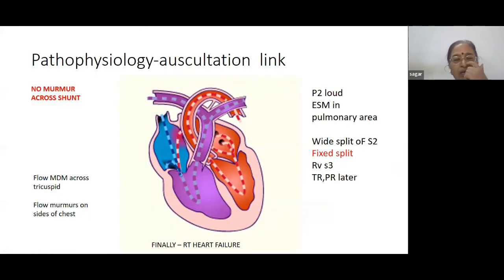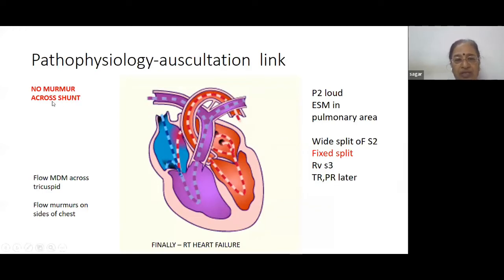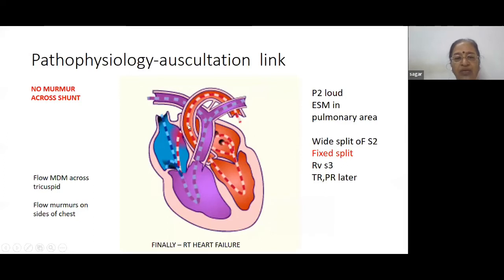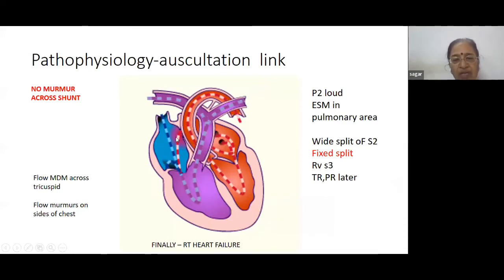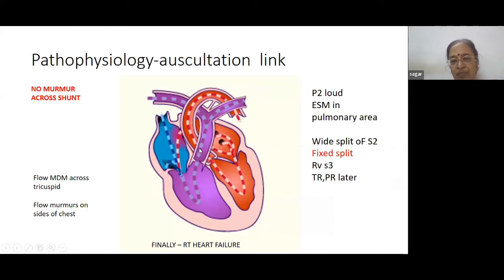Now, let's look at the link between the pathophysiology and the auscultation. Remember, there is no murmur across the shunt. There is no murmur across the shunt because there is no great pressure difference, no great turbulence happening here. Remember, murmurs happen because of turbulence, no murmur. So there's no murmur across the shunt. So where is the murmur coming from? The murmur is coming from the pulmonary.